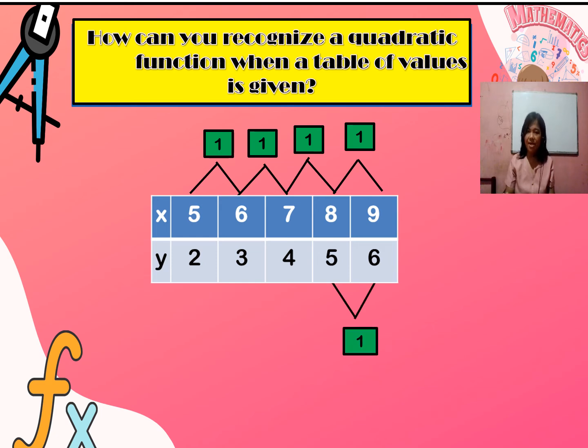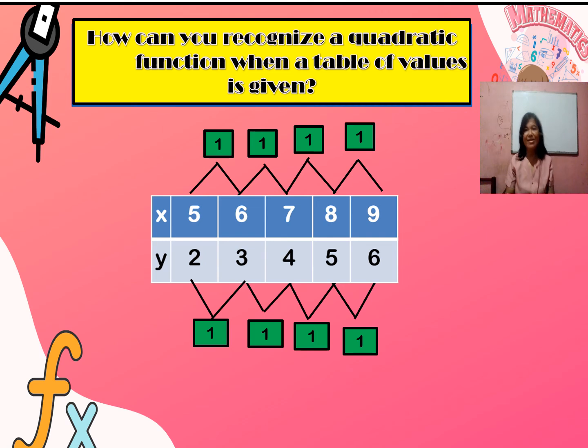6 minus 5, 1. 5 minus 4, 1. 4 minus 3, 1. 3 minus 2, 1. Or, by simply inspecting, di ba? Magkakasunod naman yung 2, 3, 4, 5, 6. So, imposibleng hindi 1 yung difference niyan. Alright? So, dahil meron tayong first order differences, then this is not a quadratic function.